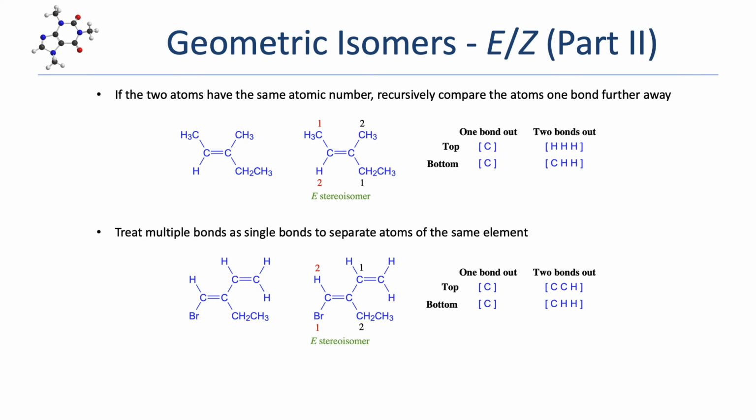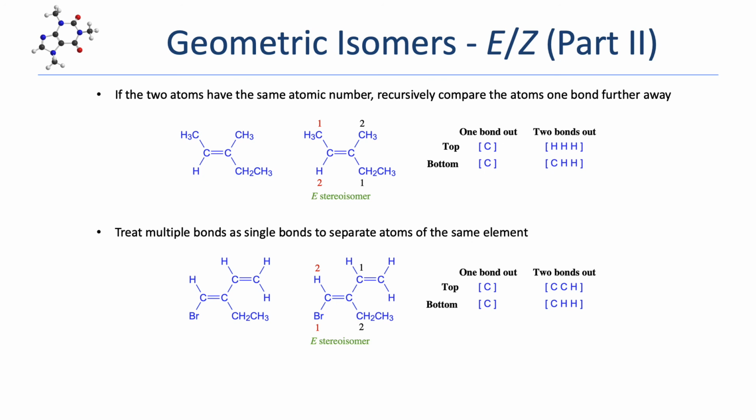Where the EZ system gets a little more complicated is when you have the same element bonded twice to the same carbon, but as a part of 2 separate groups. So let's take a look at this example. On the left, look at the left carbon of that alkene. It's directly bonded to a carbon on the top and a hydrogen on the bottom. Well, carbon has the higher atomic number, so it gets the higher priority.